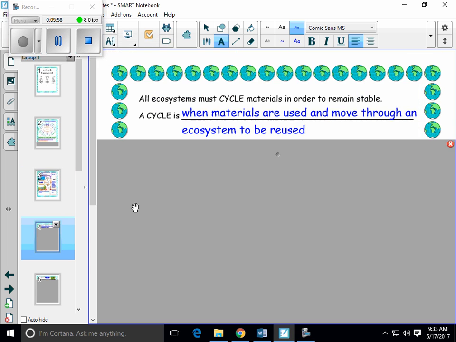Let's talk about cycles. All ecosystems have things that cycle through the ecosystem, and they need to do that in order for the area to remain stable. A cycle is when materials are used and they move through an ecosystem and are reused. Things like carbon and nitrogen and water.